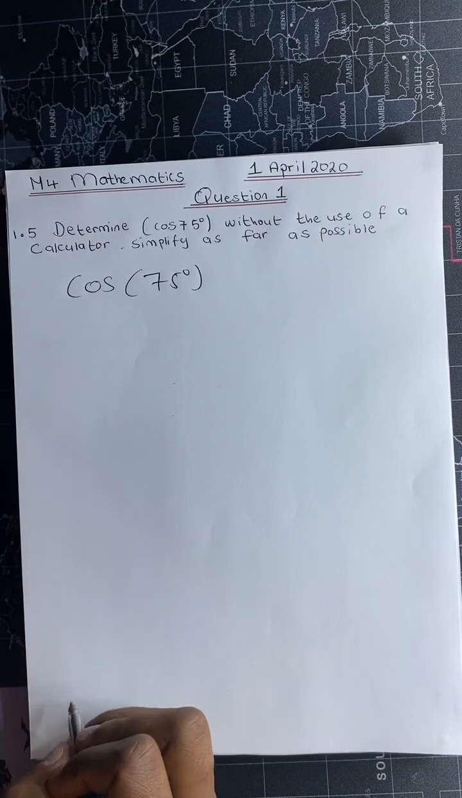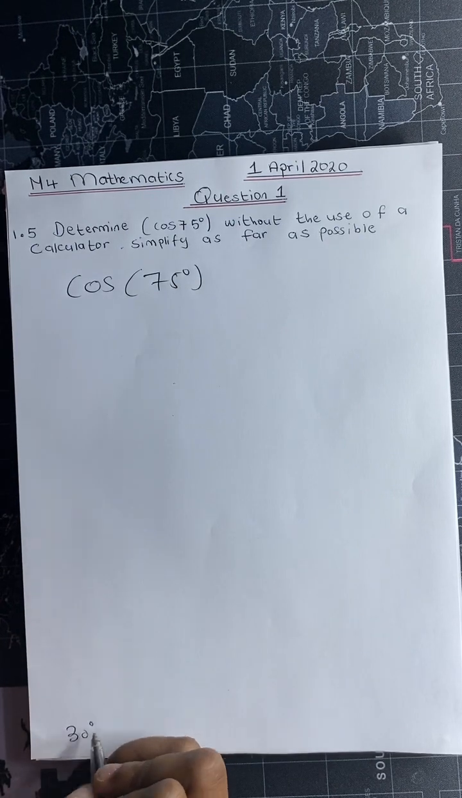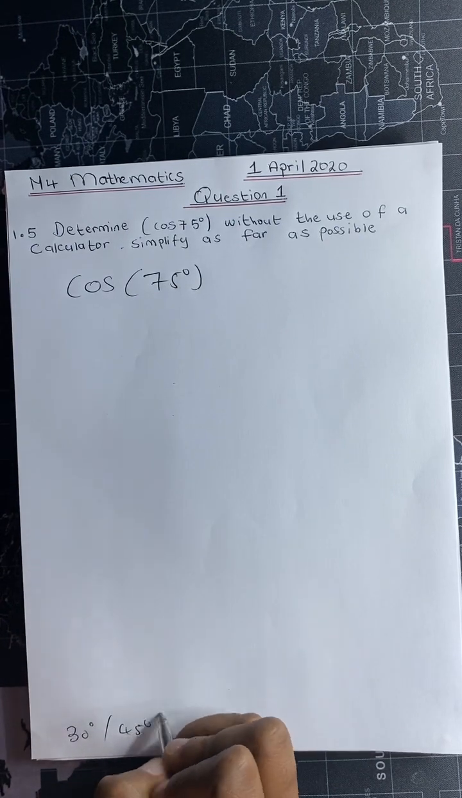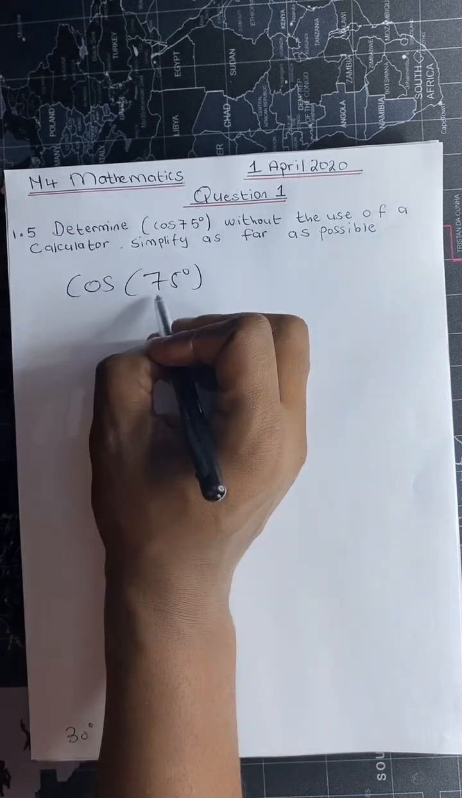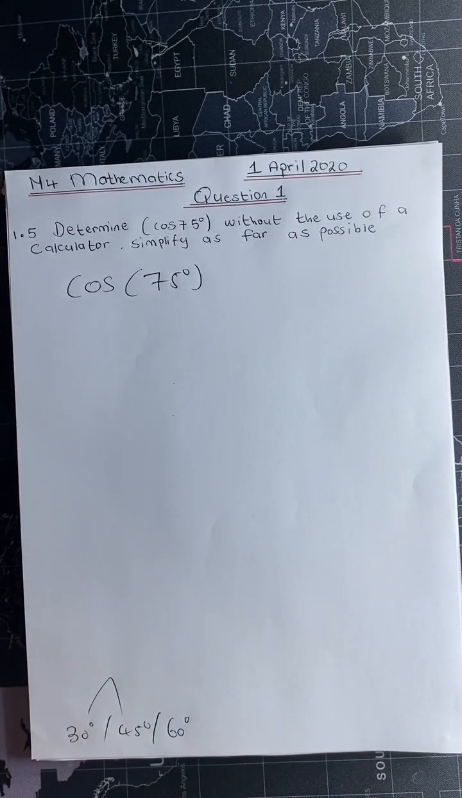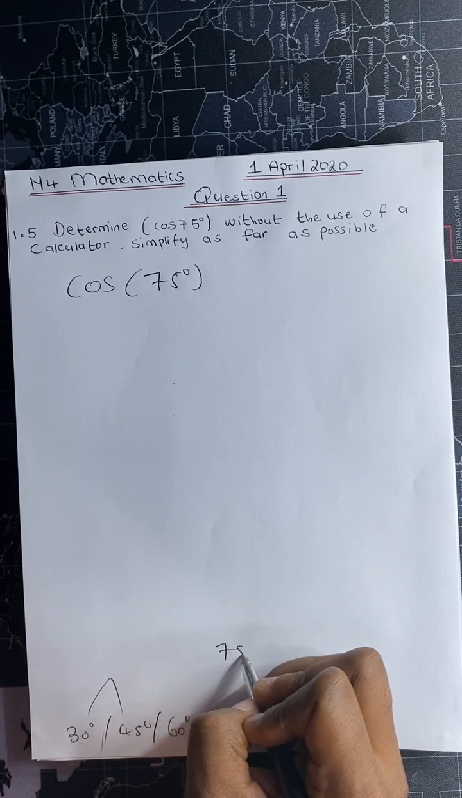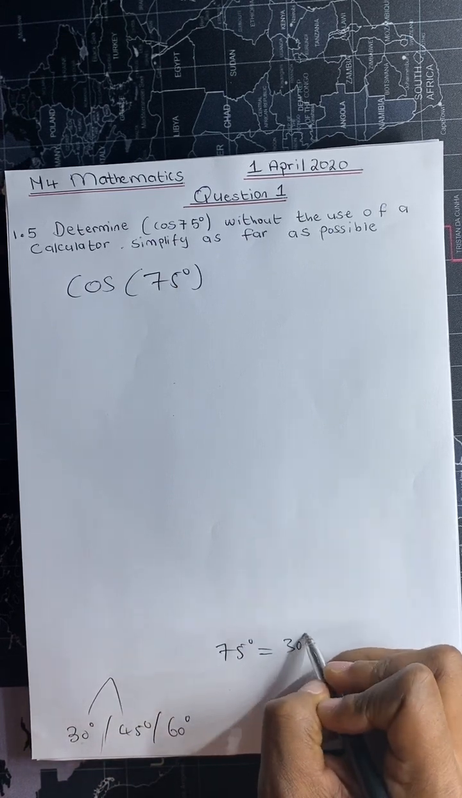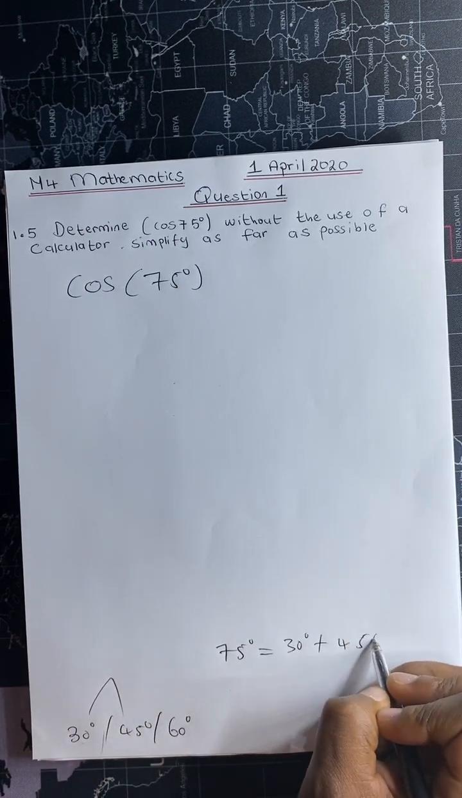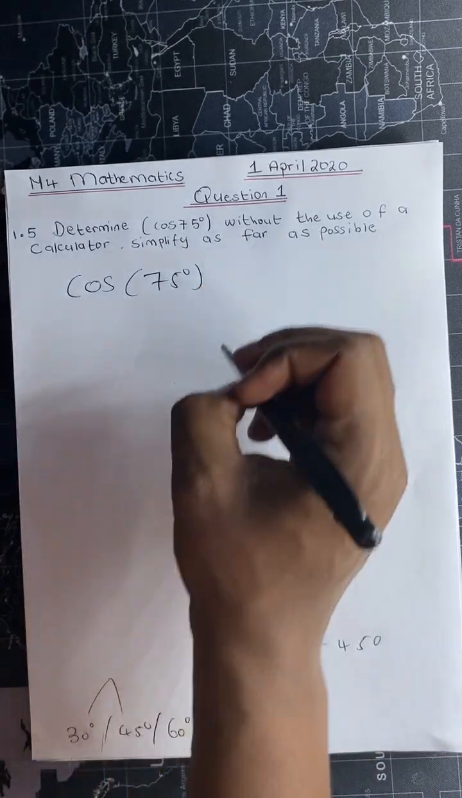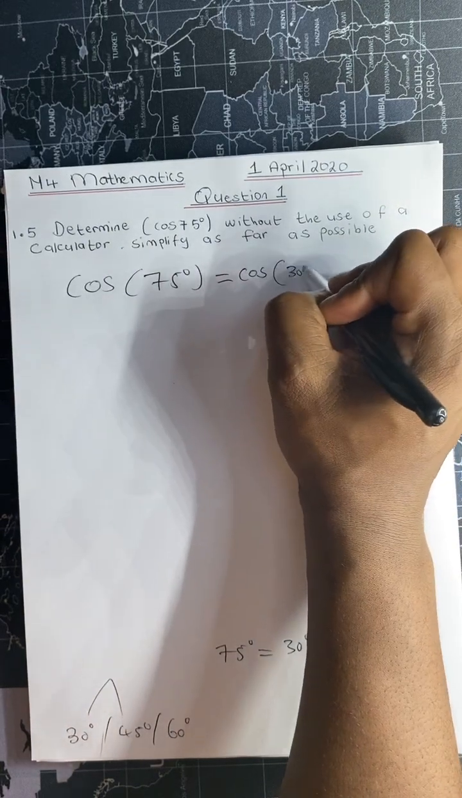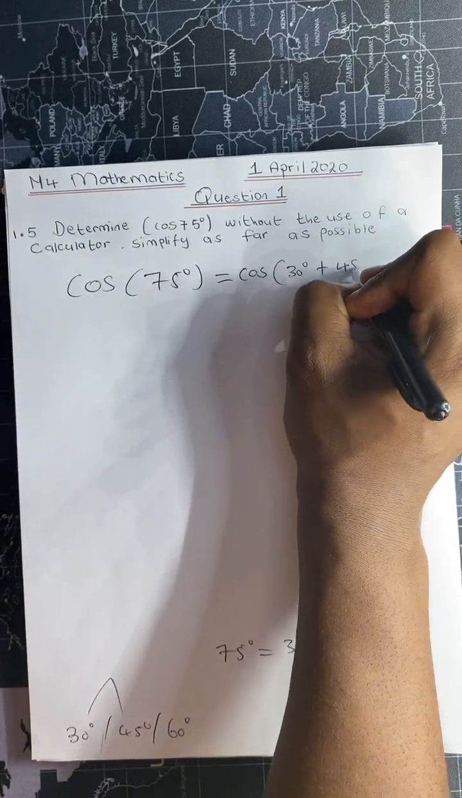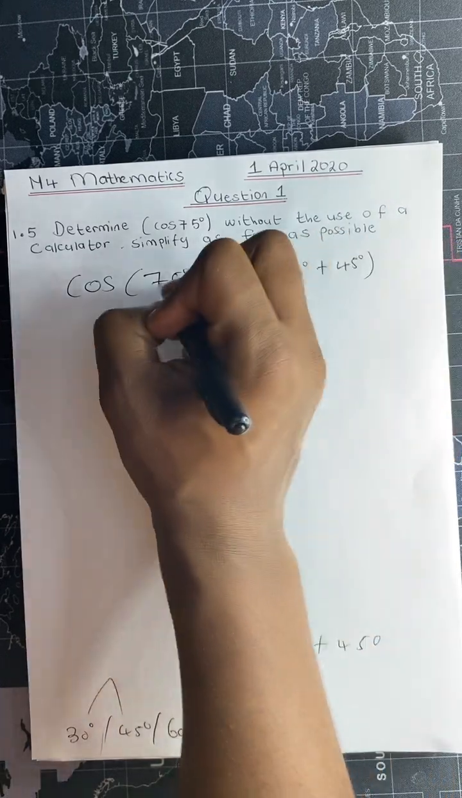And our special angles, the ones that we can use in this case, are 30 degrees or 45 degrees. If those fail, we'll also extend to 60 degrees. So we can see that 75 degrees will be equal to the sum of those two. So 75 degrees is equal to 30 degrees plus 45 degrees. So cos 75 degrees, we can write as cos of 30 degrees plus 45 degrees, because 30 plus 45 is equal to 75.